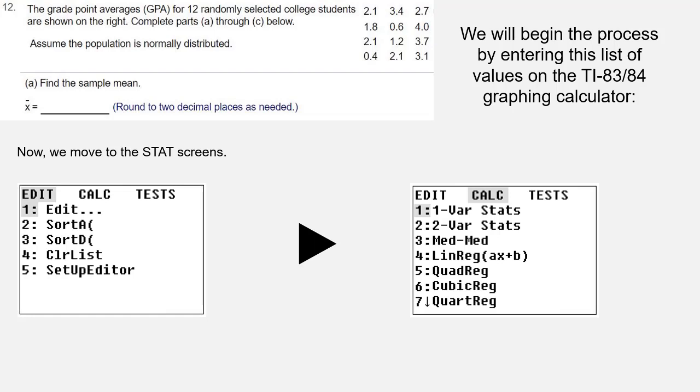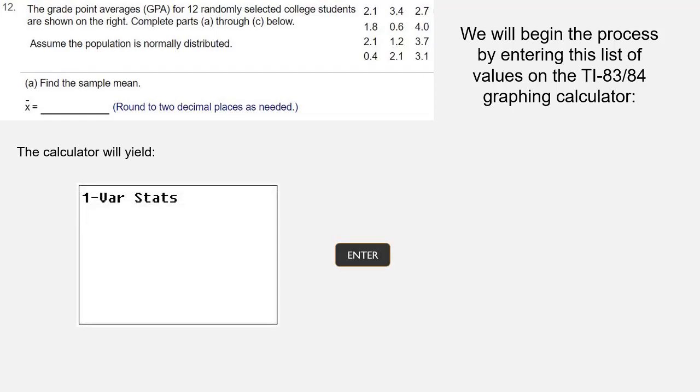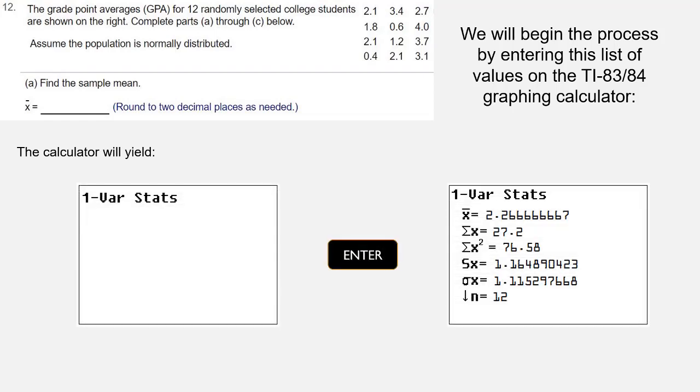We are currently highlighting 1-Var Stats, and that's exactly what we need. So we just press Enter. That puts the one variable stats command on our home screen. And if we press Enter again, we get the listing of all the one variable statistics. So we're ready to answer our questions. The first question is to find the sample mean. That's the x bar value given on the screen as 2.266666667. We round that to 2 decimal places as indicated, which is 2.27.